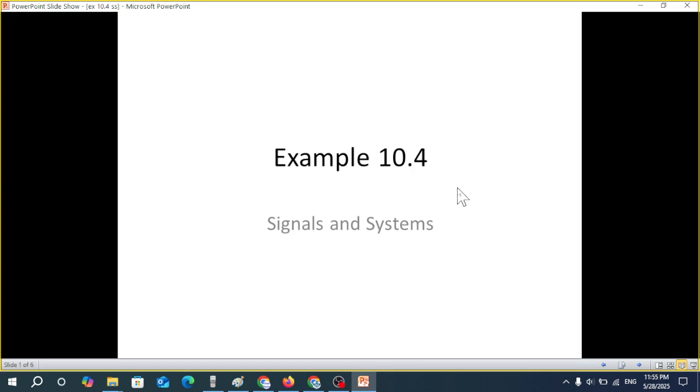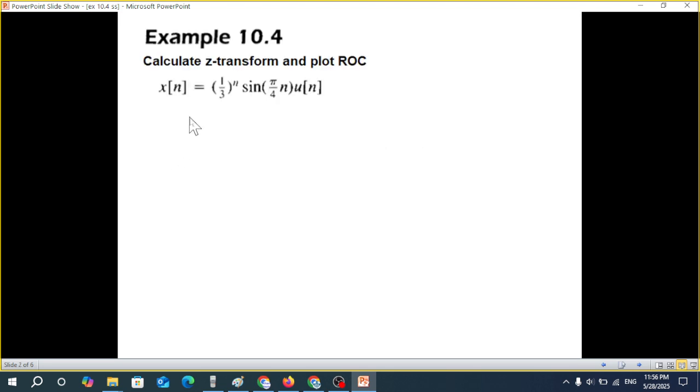Bismillahirrahmanirrahim. This video is about the Z transform of signals and systems, and here we'll be discussing example 10.4, for which there have been several requests. Let's see. This is the example. We have to calculate the Z transform, and then we have to plot the poles, zeros and ROC for the signal shown here.